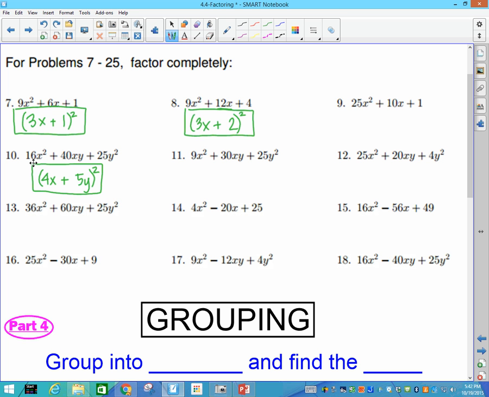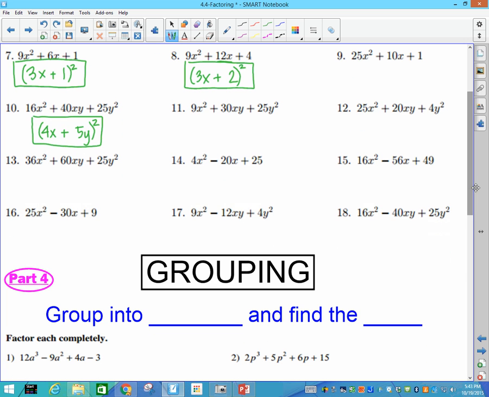Okay, two more. Let's go to that one, it's just like that one. Let's just do one more. Look at 18, because it's got a minus sign. We had one with a minus sign. Again, it looks exactly the same as that one we just did, so it will be the same, which will be 4x minus 5y quantity squared. Okay, so go through and practice that pattern.